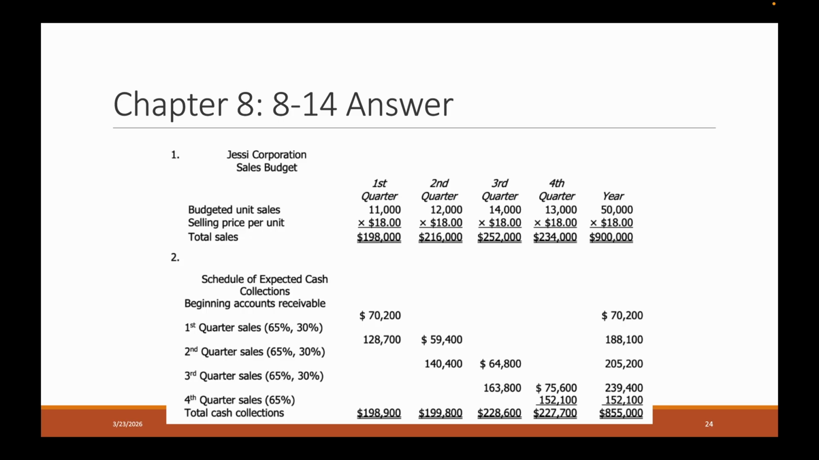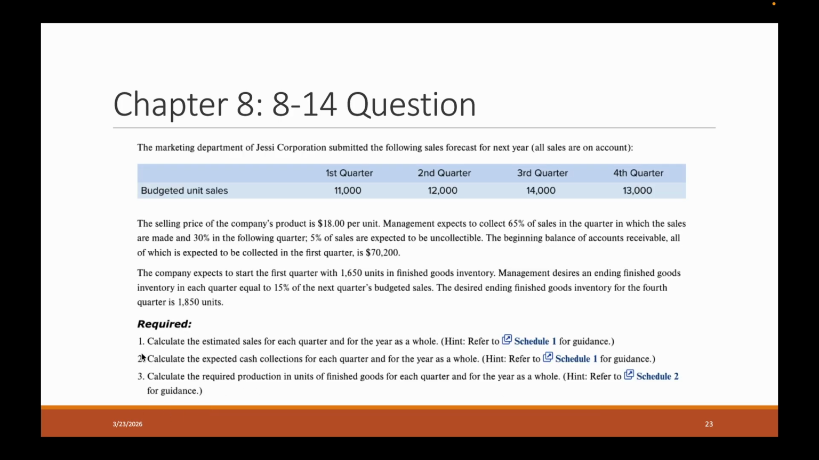Now for the year, we can sum up these totals on the bottom here. So each quarter's total cash collections brings us to a total of $855,000. So pretty straightforward. Just have to be careful with multiplying by the right percentages of which you're collecting in each quarter, making sure you're still collecting that 30% from the previous quarter, or rolling forward the 30% if you do the math while doing the first quarter calculations. And finally, we're going back to question 3. Calculate the required production in units of finished goods for each quarter and for the year as a whole.